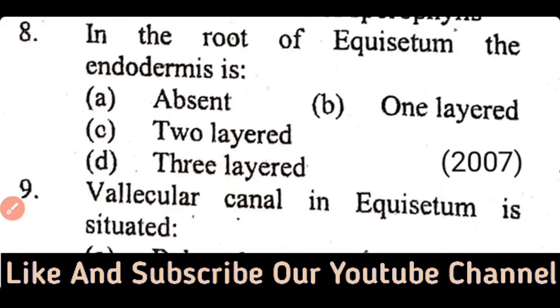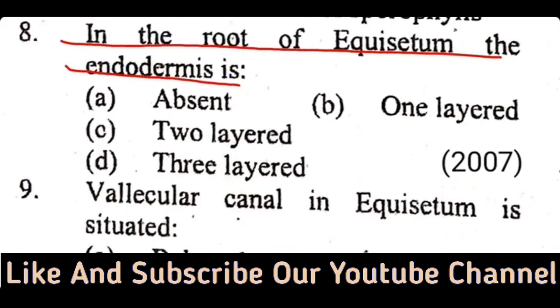Question number 8. In the root of Equisetum, the endodermis is absent, one layered, two layered, three layered. So correct answer is option C. The endodermis in Equisetum is two layered.